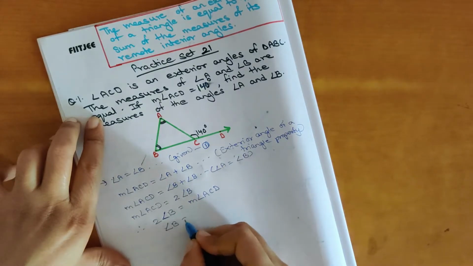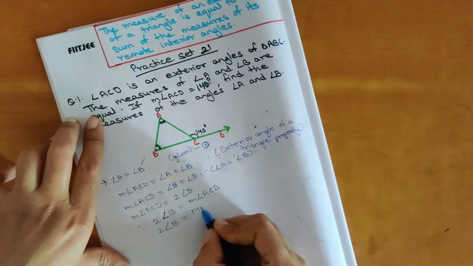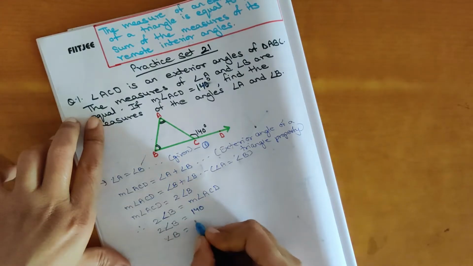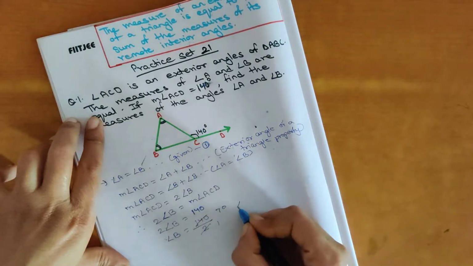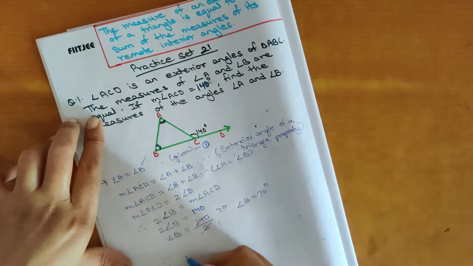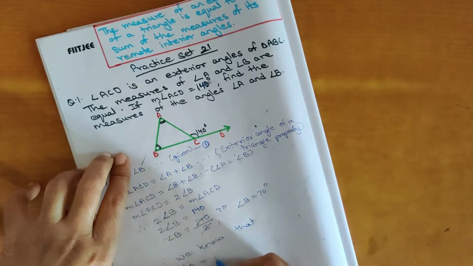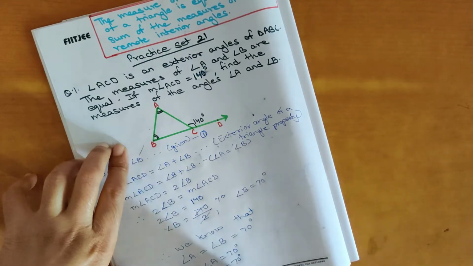So angle B is equal to, this is multiplication, so it will be divided. But here what is the value of angle ACD? 140 degrees. So now angle B is equal to 140 divided by 2. So 2 sevens... 2 ones are 70 degrees. So angle B is equal to 70 degrees. We know that angle A is equal to angle B and both are of same measures. So angle A is equal to 70 degrees and angle B is equal to 70 degrees.